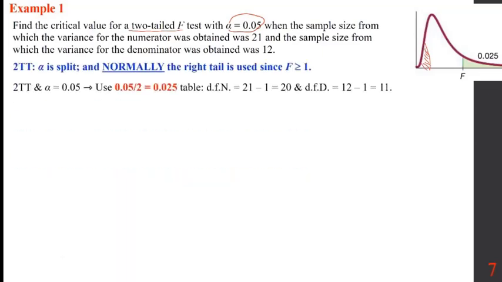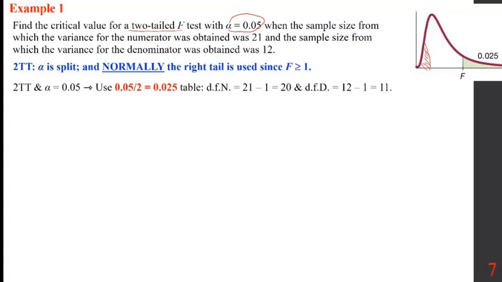And so we have the following. Alpha is split. Normally it's a right tail test, remember that? Since we try to use F larger than or equal to 1. It's a two-tail test. Alpha is 0.05. Cut it in 2, you get 0.025.